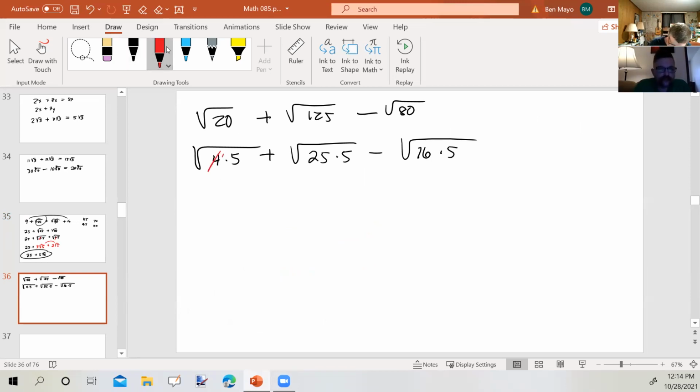All right. So this is going to be 2 square roots of 5 plus 5 square roots of 5 minus 4 square roots of 5. They're like terms. 2 plus 5 is 7 minus 4 is 3 square roots of 5. Final answer. So again, the key is to simplify each radical term first.